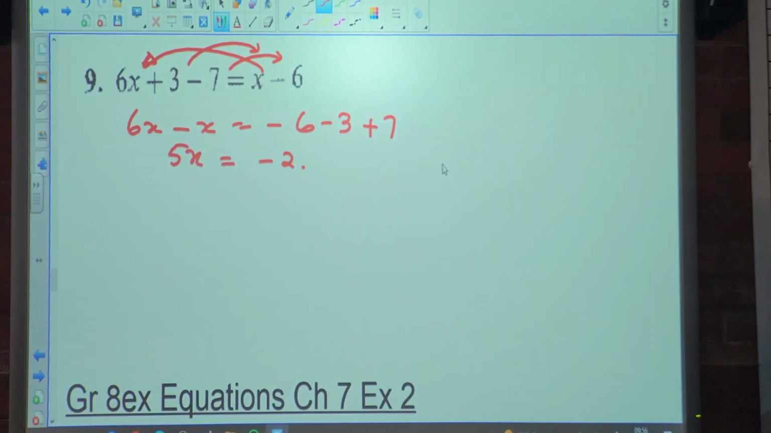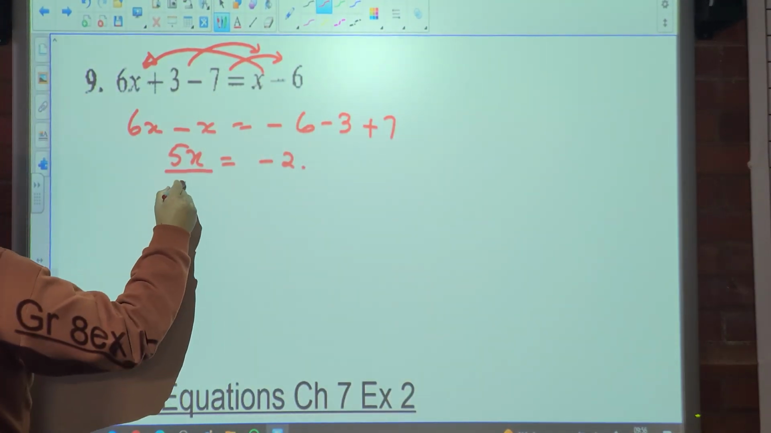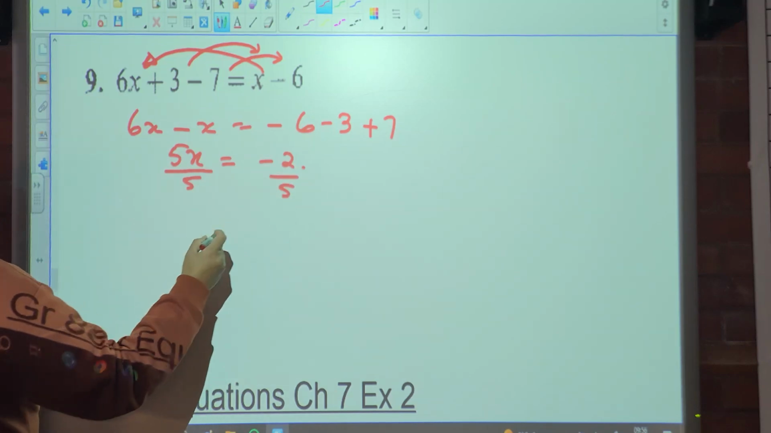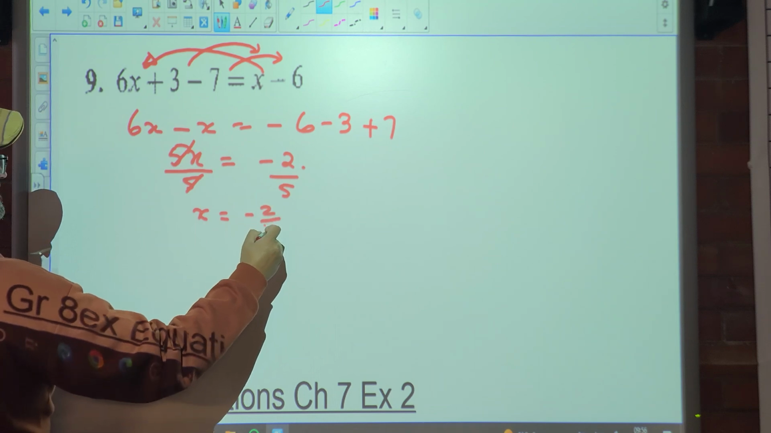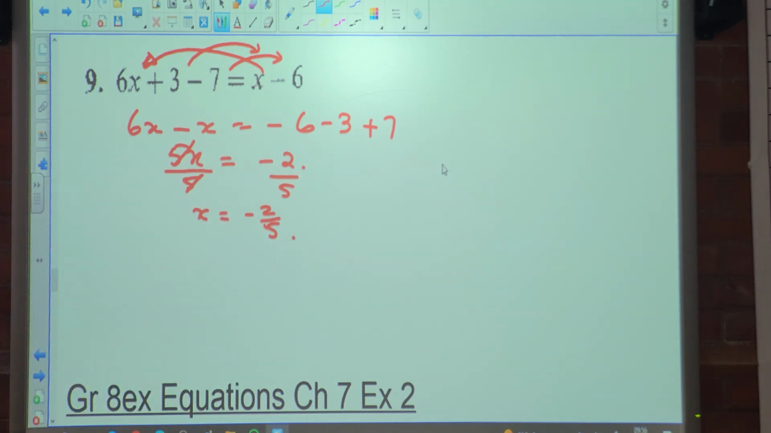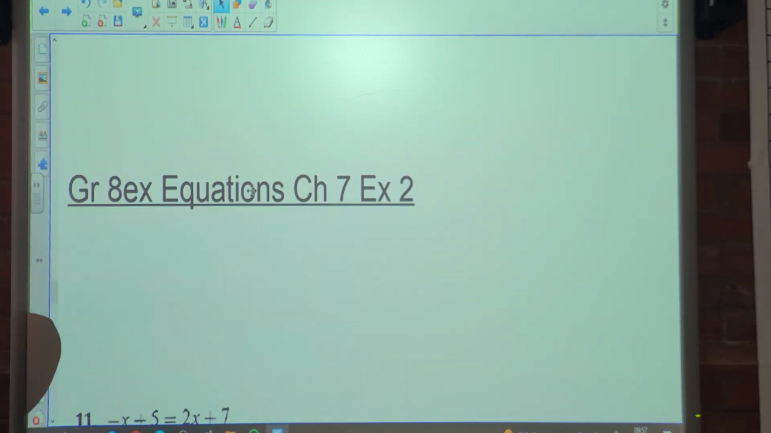Okay. How do I get x on its own? Divide by 5 both sides. So it cancels. So x is equal to negative 2 over 5. Okay. See any confusion? Okay. Carry on.